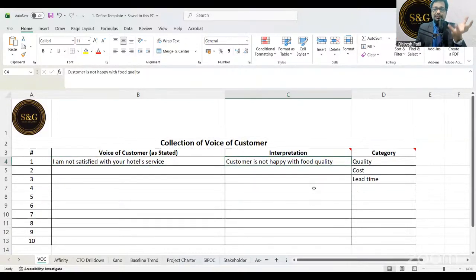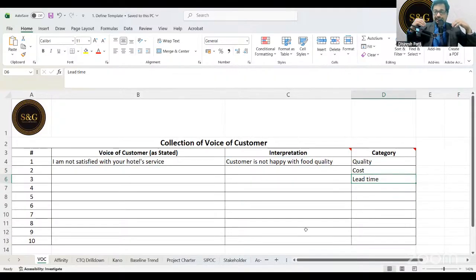Interpretation is the customer is not happy with the food quality. What is the category? It may be the quality, it may be the cost, it may be the lead time. That means the quality of the food, the price the customer has paid, he is not happy with what he has paid and what he has got, and the lead time of delivery. He has to wait for a very long time, correct? So these could be the categories. So we have collected the voice of customer.